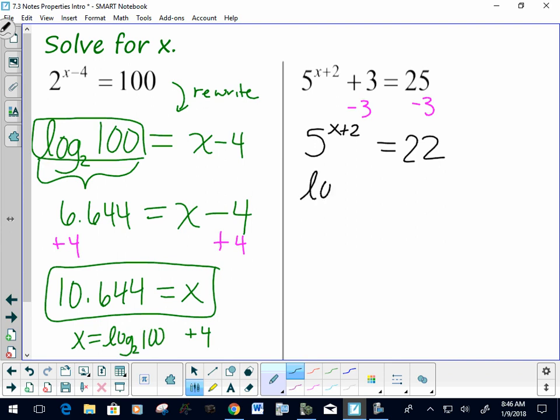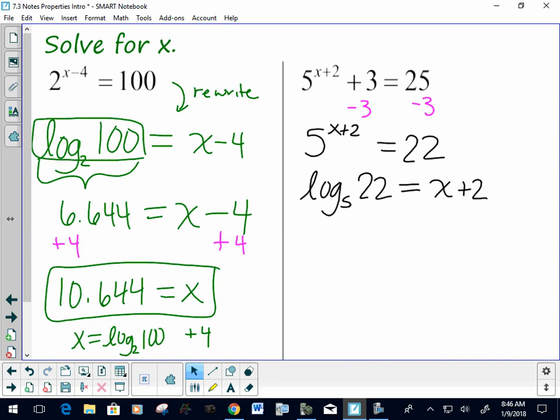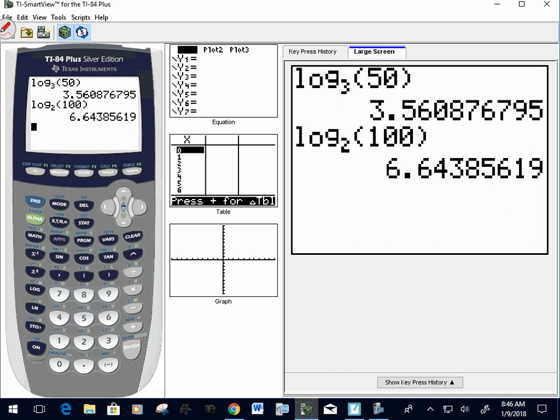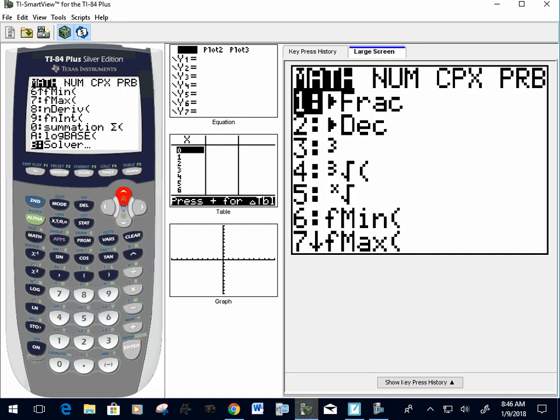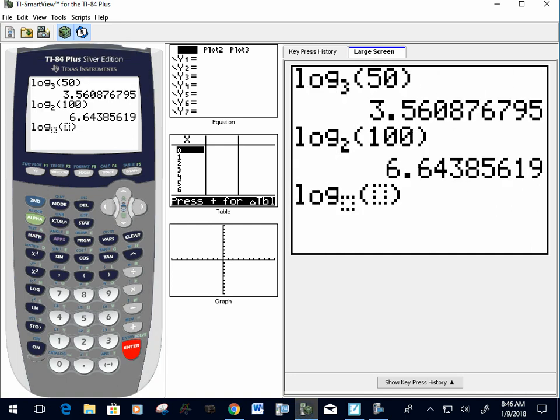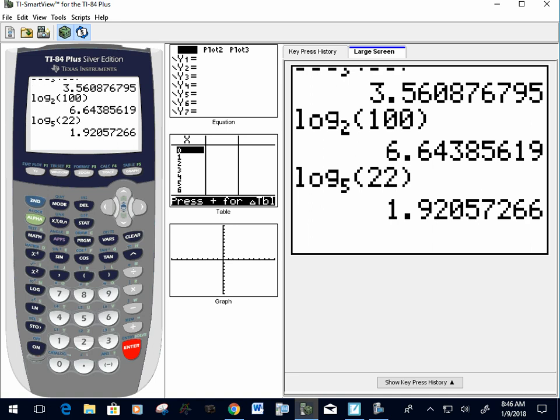So now we're ready to write it as a log. This will be a log with a base of 5. So log base 5 of 22 is equal to the power x plus 2. Again, if we wanted to get an exact value, we could just subtract the 2, but we're going to go ahead and get the decimal here. So we have log base 5 of 22. And we get 1.921.